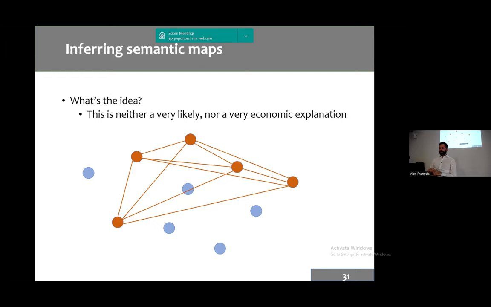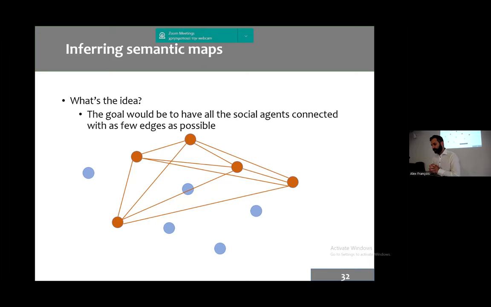But this is neither a very likely nor a very economic explanation, right? Why? Because this guy might have met this one, but this one might not have met this one, right? But the fact that this person here met with this person here will suffice for that person to suffer from the same disease if these two guys met. So bottom line, this guy here does not have to meet with this guy here, right? The goal would be to have all the social agents, all these persons here, connected with as few edges as possible. Edges are connected lines.